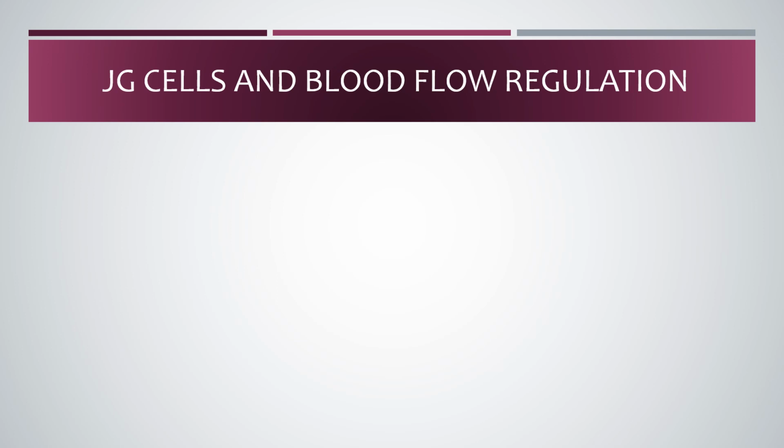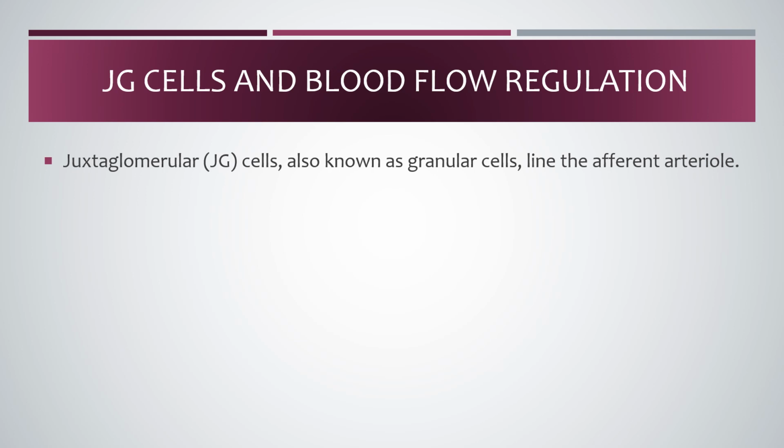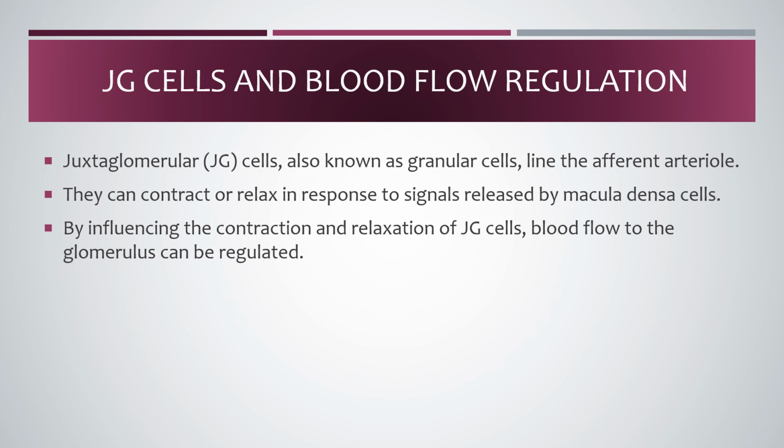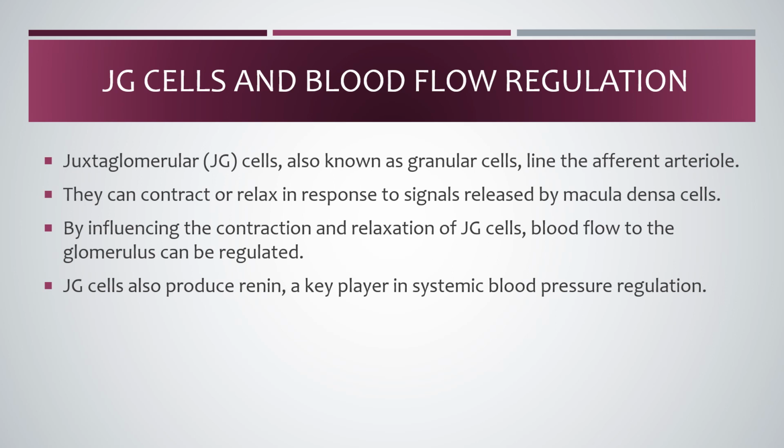JG cells and blood flow regulation. The juxtaglomerular cell, also known as the granular cell, is another integral component of the JGA. These modified smooth muscle cells line the afferent arteriole and possess the ability to contract or relax in response to ATP or adenosine signals released by the macula densa. By influencing the contraction and relaxation of these cells, blood flow to the glomerulus can be regulated. Moreover, JG cells produce renin, initiating a cascade of events that profoundly impact systemic blood pressure.